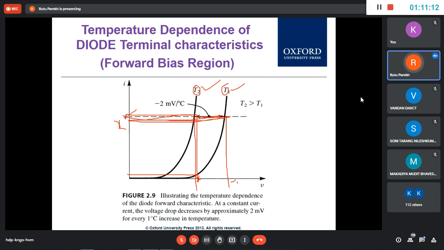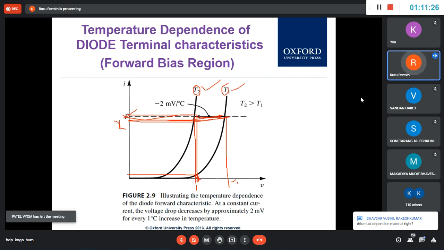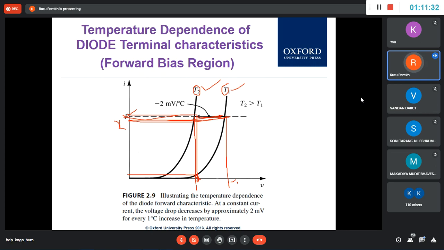You can get more current if you give more voltage, and also at more temperature to get the same current. So at a higher temperature, the voltage required will be less because now temperature is generating the carriers. But if the temperature is low and you want the same number of carriers, the same current, then you will have to give more voltage. So this is 25 degree centigrade, and this is 26.